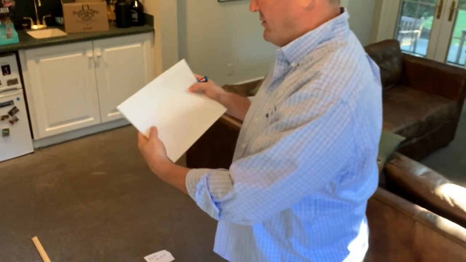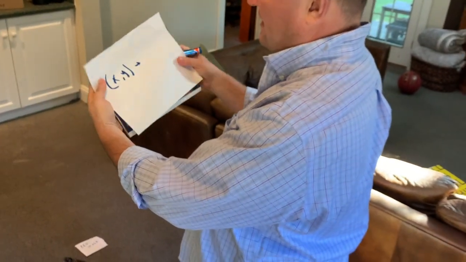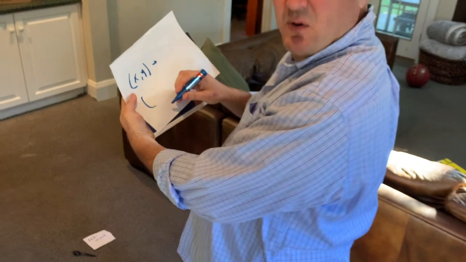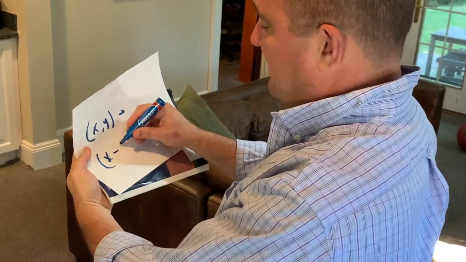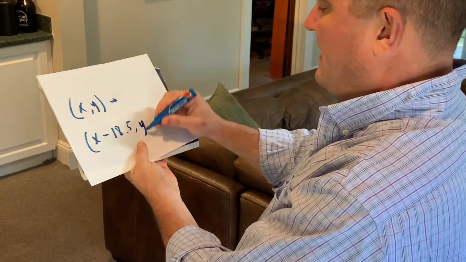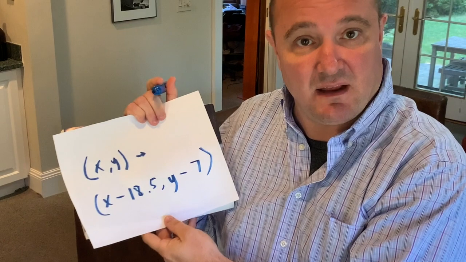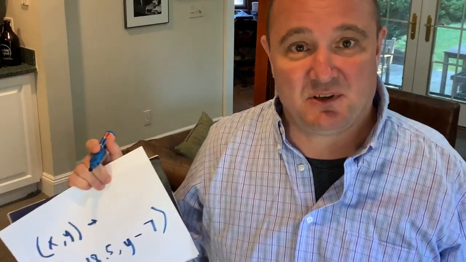In this particular example, there are a lot of ways to display the information, right? I could write it as a rule. X, Y goes to, let's see, I'm going left, so that's X minus 18.5, Y minus 7. Or I could write it in words, right? Just using up, down, left, right. Hope that's helpful. That's how we translate in the real world.